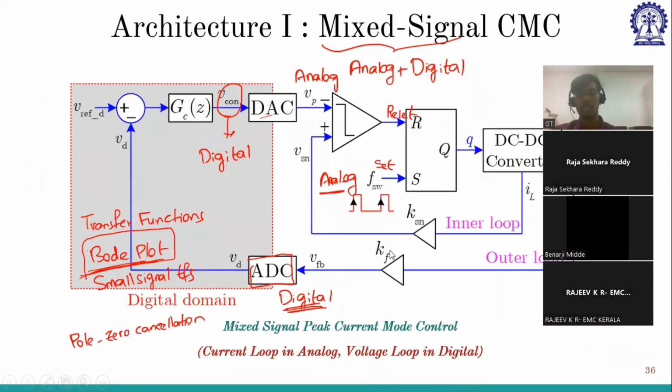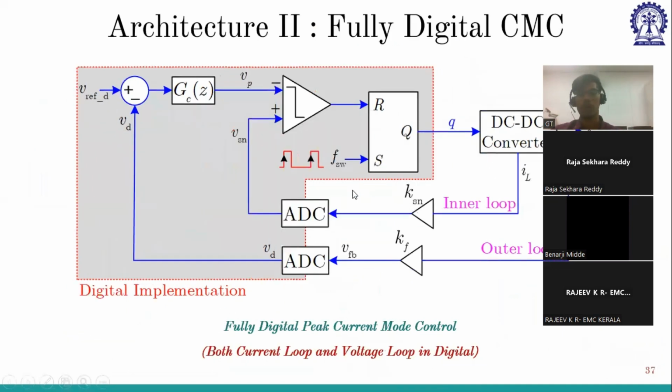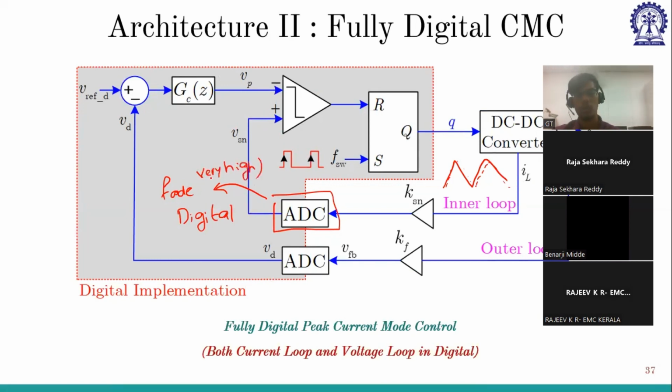So in the case of two loop control, as I'm discussing, there are two architectures. In one architecture, the outer loop is digital, the inner loop is analog. In the other architecture, the inner loop is also digital. Now there are so many challenges in this case because the inductor current has ripple information. So you have to sample it so many times to retain this ripple information. So this ADC clock frequency should be very high in order to get the ripple information. If it is low, then you will lose the ripple information. But if the ADC sampling frequency is high, power loss will be high and efficiency will be less.